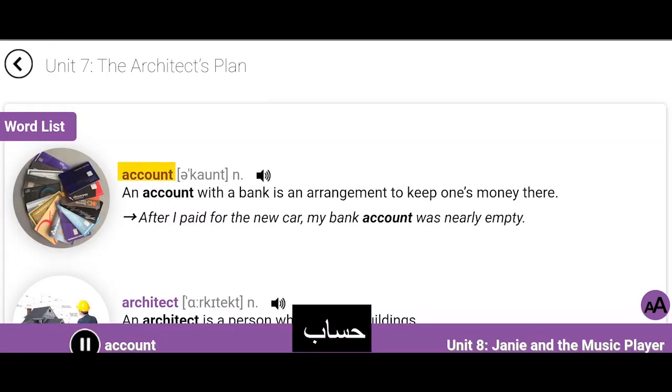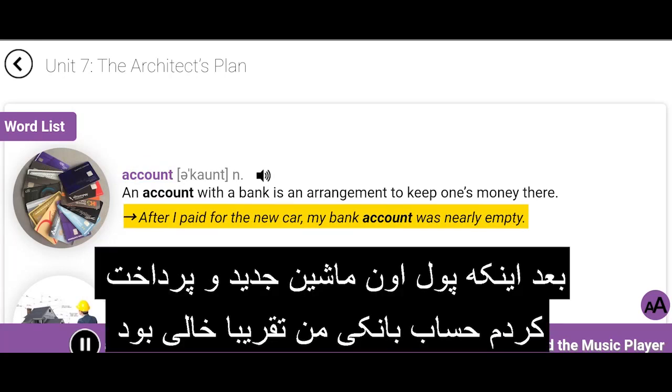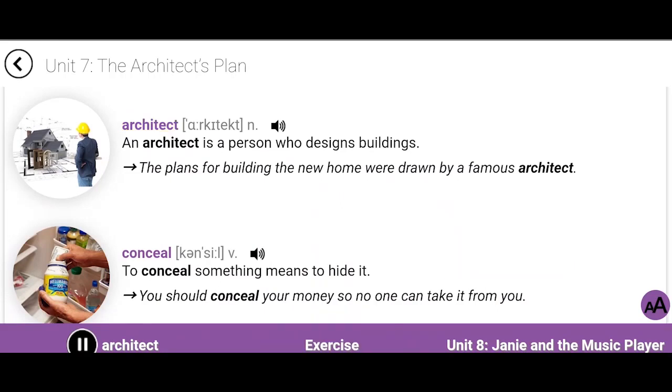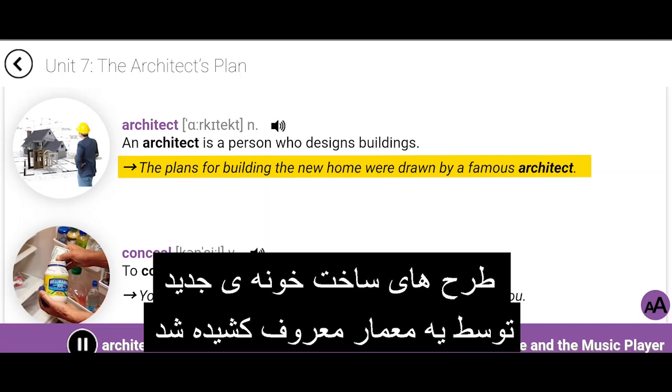Account. An account with a bank is an arrangement to keep one's money there. After I paid for the new car, my bank account was nearly empty. Architect. An architect is a person who designs buildings. The plans for building the new home were drawn by a famous architect.